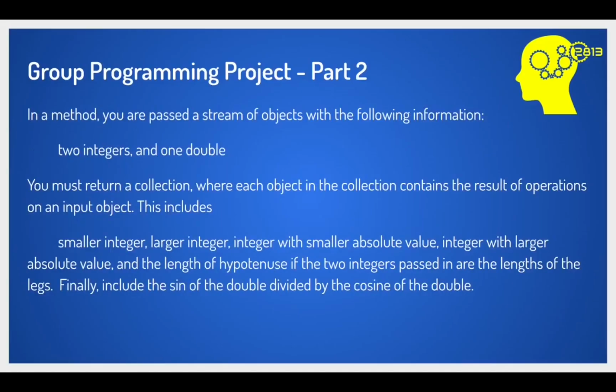For the second part of the group programming project, you make a method that takes a stream of objects with the information of 2 integers and 1 double, and you return a collection where each object in the collection contains the result of operations on the input object. This needs to include the smaller integer, the larger integer, the integer with the larger absolute value, the one with the smaller absolute value, the length of the hypotenuse, where the 2 integers passed in are the lengths of the legs, and finally the sine of the double divided by the cosine of the double.